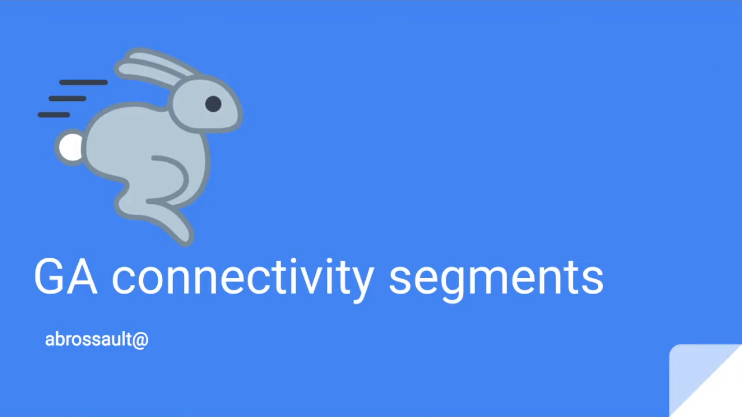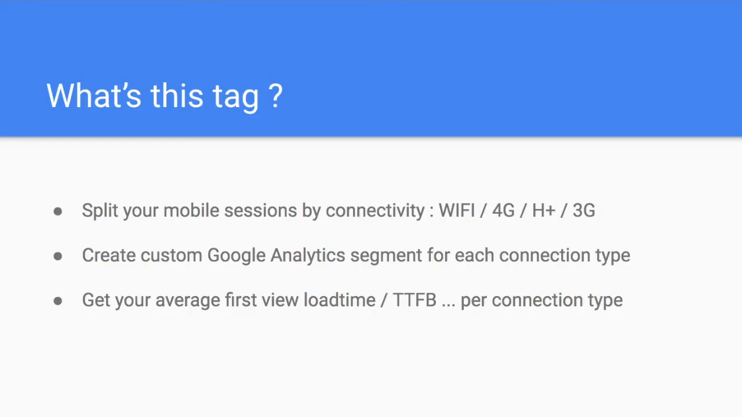Hi, in this video we're gonna talk about the Google Analytics Connectivity Segment Tag. But first, what's this tag? This tag will help you to split your mobile session by connectivity: Wi-Fi, 4G, H+, 3G, 2G, Edge. Create custom Google Analytics segments for each connection type, and get your average first view load time or time to first byte per connection type.